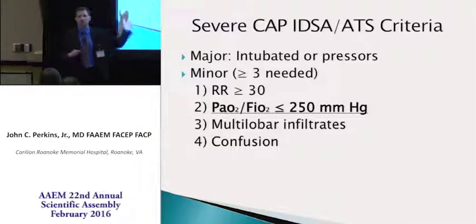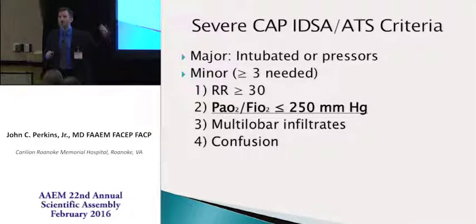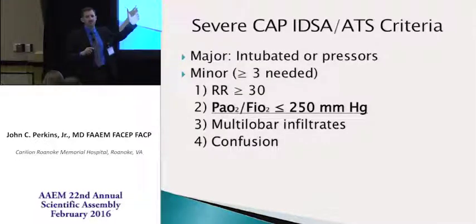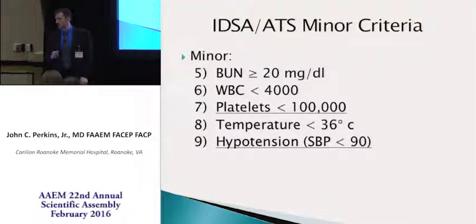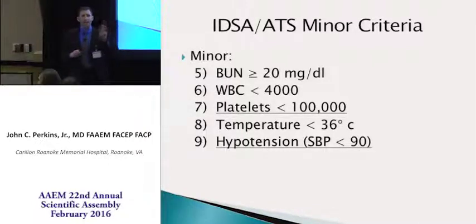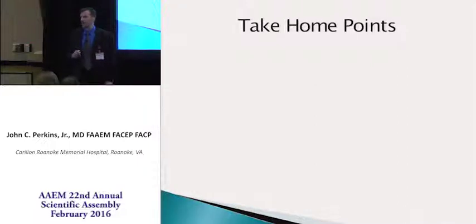There's 9 qualifiers. There's a lot of overlap with severe sepsis. You can look this up. Pull it up. It's 2007 Infectious Disease Society of America and American Thoracic Society. It makes sense. It's validated. Tachypnea, multilobar infiltrates, confusion, hypoxia, BUN greater than 20, leukopenia, thrombocytopenia, hypothermia, and hypotension. Some are subtle. If you have 3, the mortality is 30%. Why would you send that patient to a non-ICU setting?